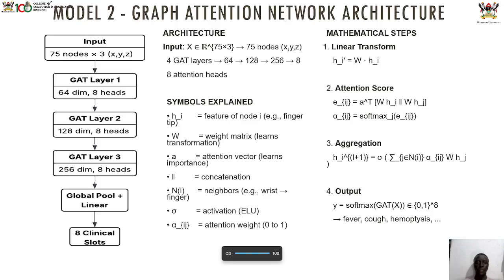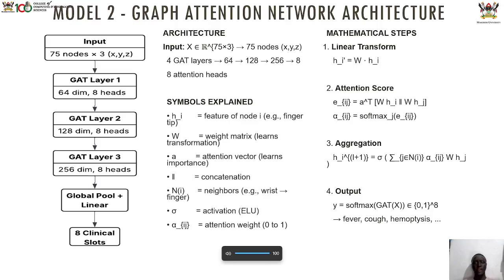So we go to model 2, the graph attention network architecture, which is the core of our model now. It inputs 75 nodes, each node with X, Y, Z position, and then the layers, the 4 GAT layers, 64 to 128, then from 128 to 256, then to 8, and it uses 8 attention heads for parallel reasoning.